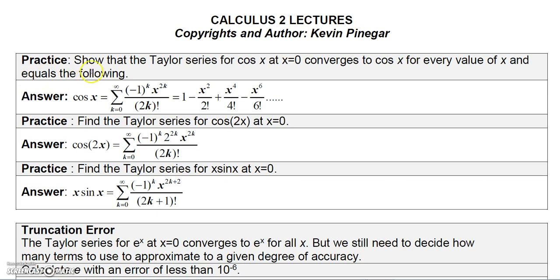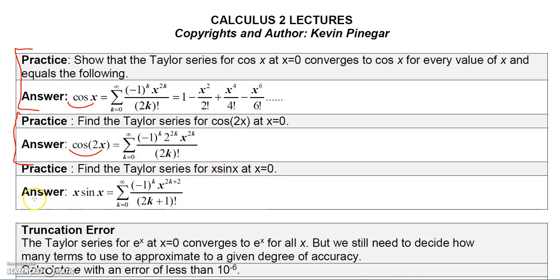There are 3 practice problems here. It just says show that the Taylor series for cosine x at x equals 0 converges to cosine x for every value of x. So basically do the same thing I just did for sine x. And then this just says find the Taylor series for cosine of 2x at x equals 0. So basically you just take your result from up here and then replace x with 2x everywhere in the series. And then this says find the Taylor series for x sine x at x equals 0.